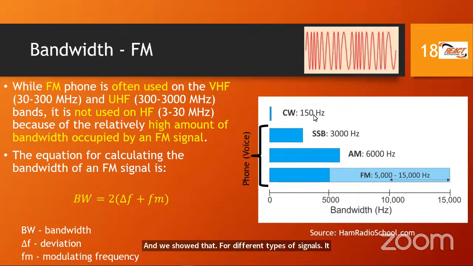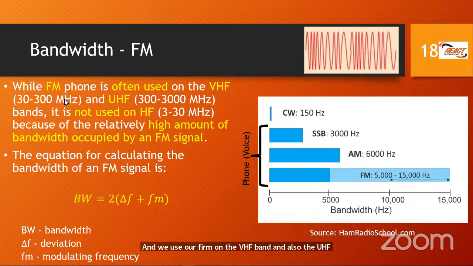So CW Morse code, 150 hertz, single sideband, 3 kilohertz, AM, 6 kilohertz, and FM varies. It could be as much as 15 kilohertz and so on, right? And these are the number of lanes on the highway that your car, your vehicle is occupying, right? So more bandwidth, right? Bigger your vehicle. It doesn't speak to how many people are inside a vehicle, but your vehicle is going to occupy several lanes on the highway, right? Starting from the smallest bandwidth to the larger bandwidth. So FM, of course, uses quite a bit of bandwidth, right? And we use FM on the VHF band and also the UHF band.